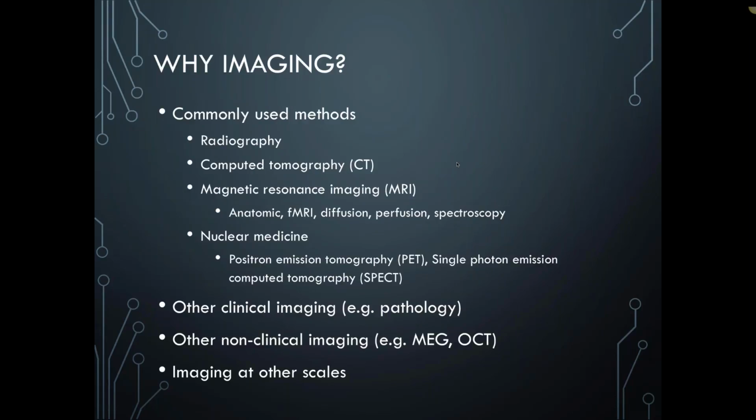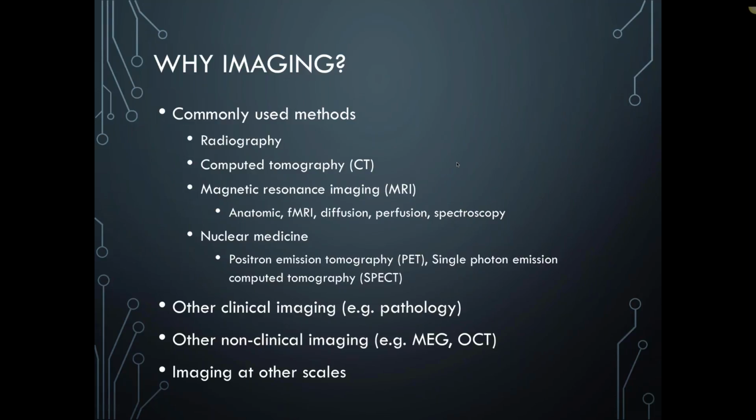So some of the commonly used imaging methods include radiography, so of course, if you go in and get an X-ray; computed tomography, which gives us something along the lines of a three-dimensional radiograph; magnetic resonance imaging, which includes anatomic images, but various kinds of functional images as well, including fMRI, diffusion, perfusion, and spectroscopy. And then there's nuclear medicine, modalities like PET and SPECT that allow us to see, again, various kinds of functional things going on inside the body.